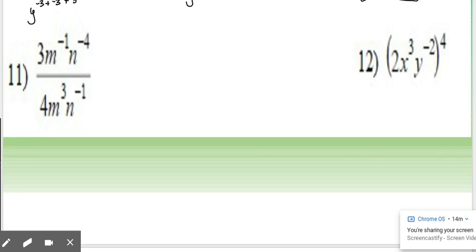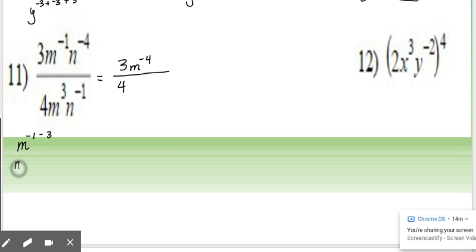Fraction first. Remember, the fraction 3 over 4 cannot be simplified. So I still have 3 over 4. The m's are divided. I have to subtract those exponents. I got to do that correctly. It's negative 1 minus 3. Negative 1 minus 3 is negative 4.